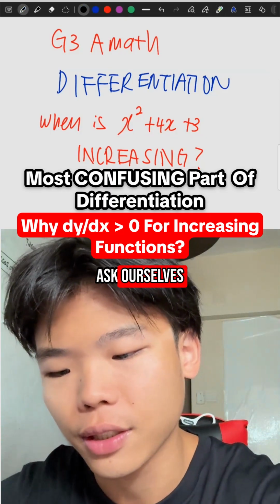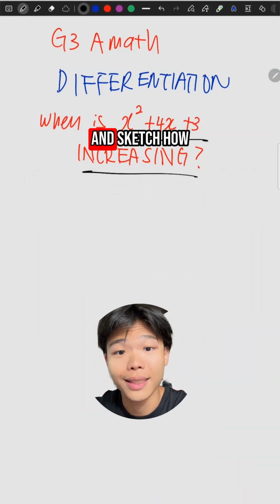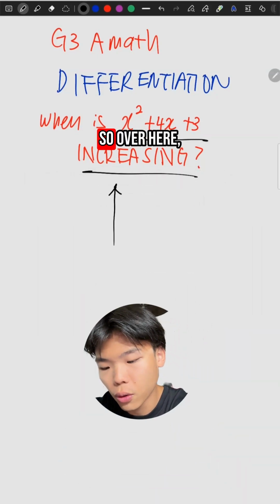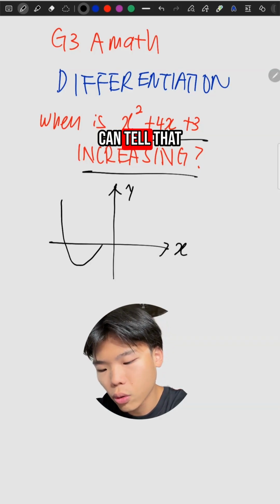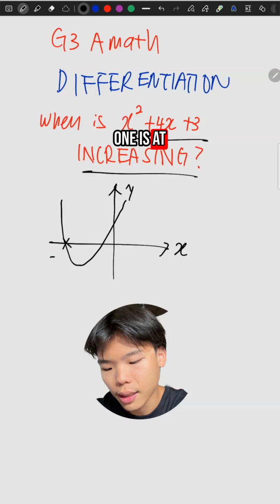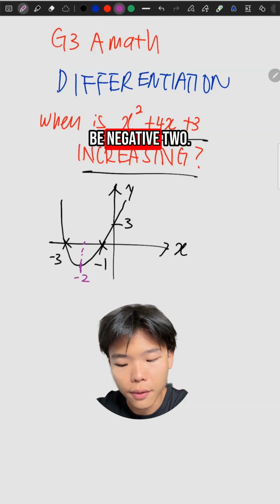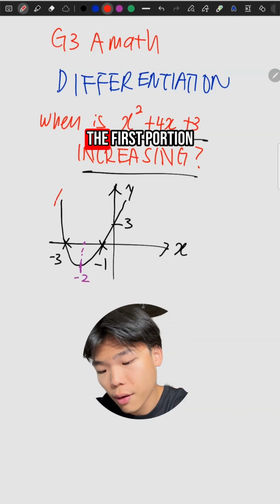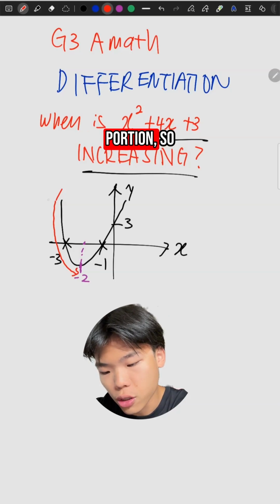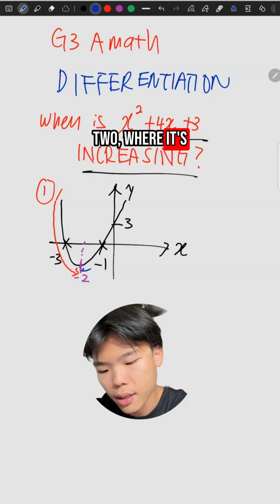Before we even ask ourselves, when is this quadratic function increasing? Let's first draw out and sketch how to visualize this graph. So over here, this is my y-plane, so this is y, this is x, and I can tell that I have two x-intercepts. One is at -3, one is at -1, and the y-intercept is 3, right? And in the middle, this is where it's going to be -2. So you can see that for this graph over here, we can split it into two portions. The first portion is actually the decreasing portion, so this is number 1, and then the increasing portion is actually over here, number 2, where it's going upwards.